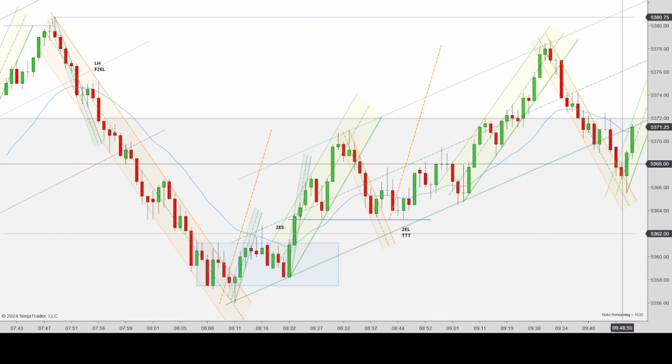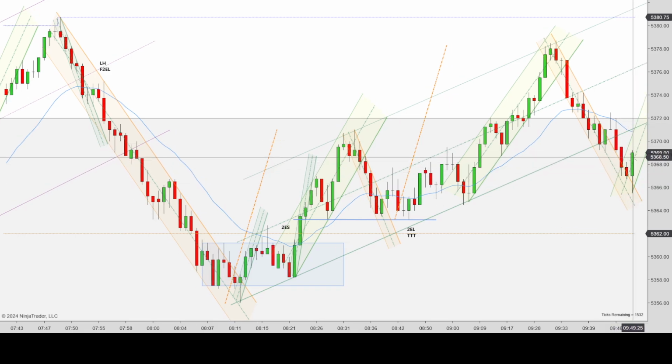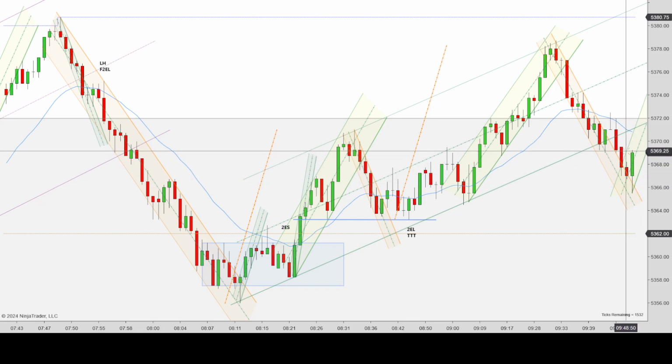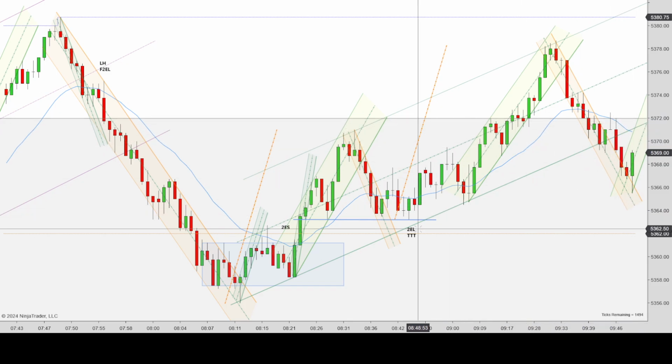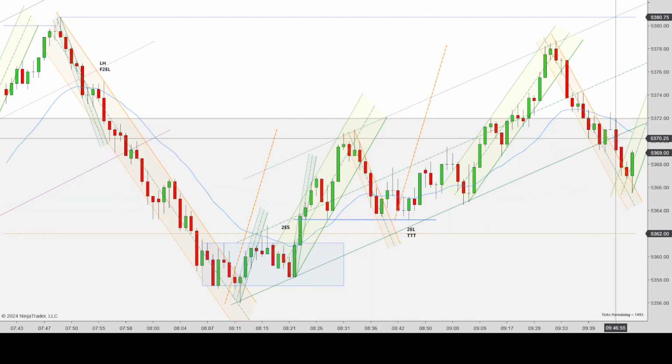Technically, you have a second entry long here. This is your signal bar, and then it's confirmed here. I didn't really like this. You could argue, yes, it kind of flushed down and made a strong push up. But now I'm worried that I might be running into a possible resistance here at the EMA and a possible resistance on this green up channel.